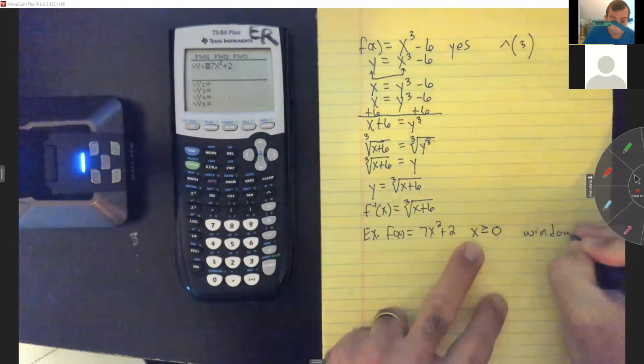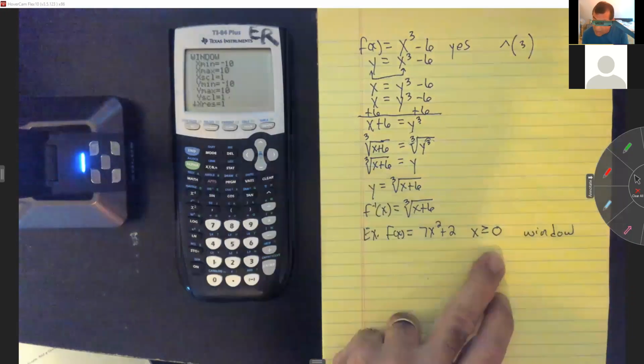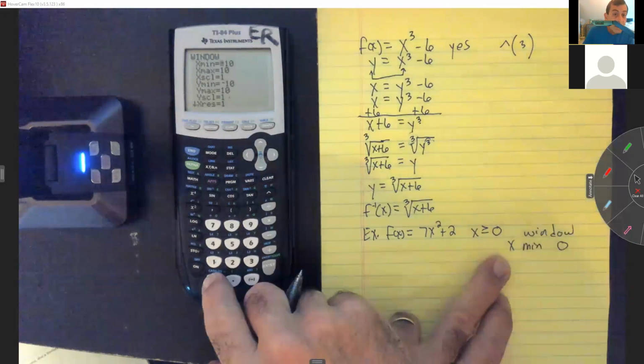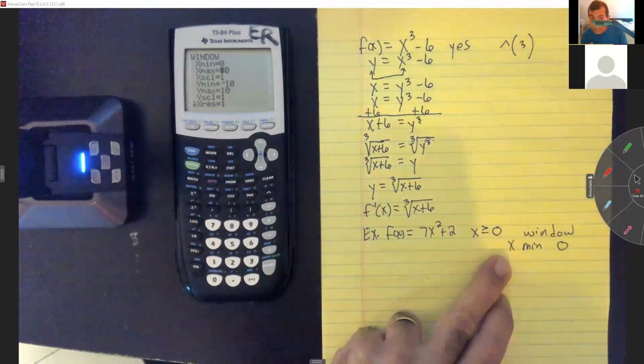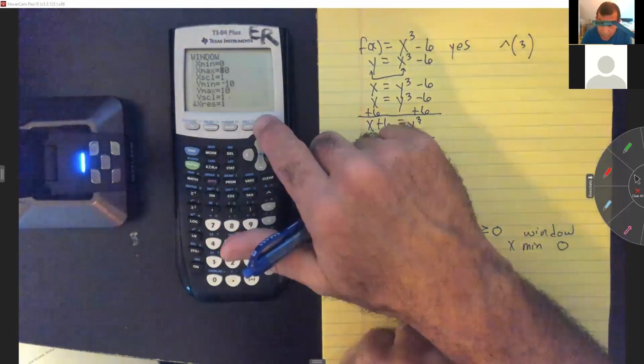So I'm going to hit the window button. And you see where it says x minimum is -10? We want x minimum to equal 0. So let's put a 0 right there, and then enter. So now we got x greater than 0. We can go to our graph and hit graph.